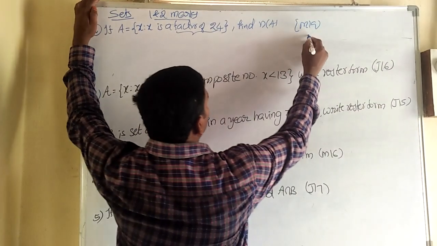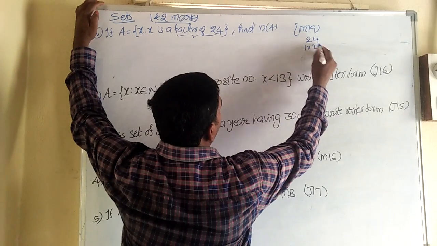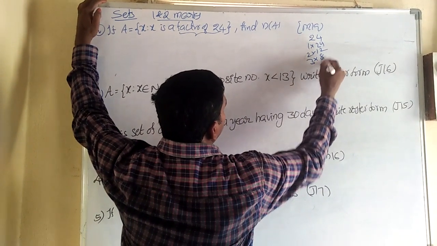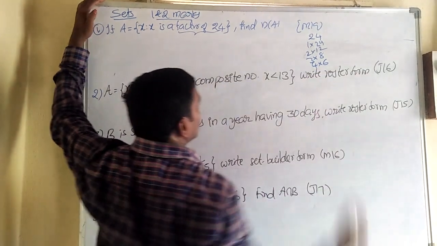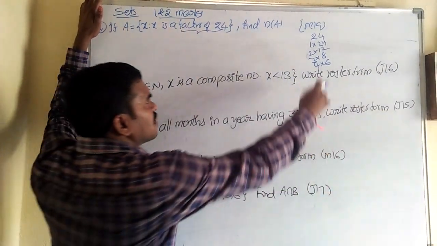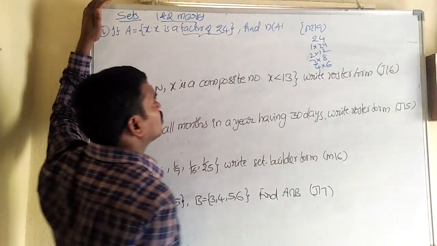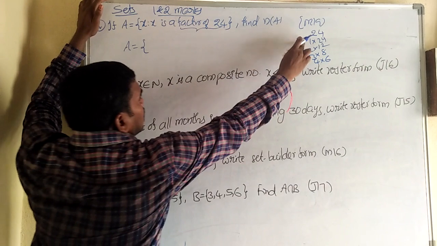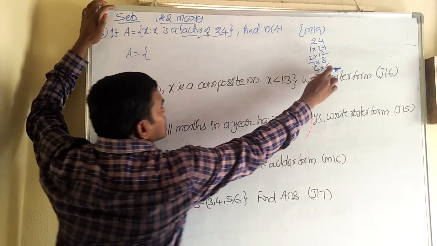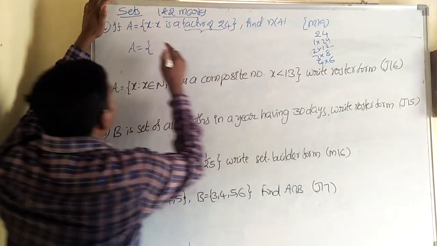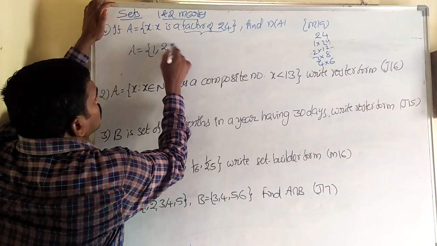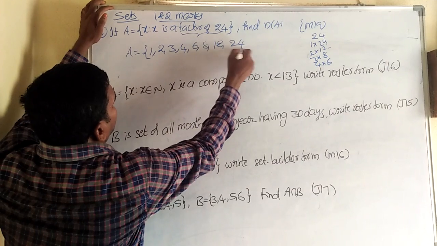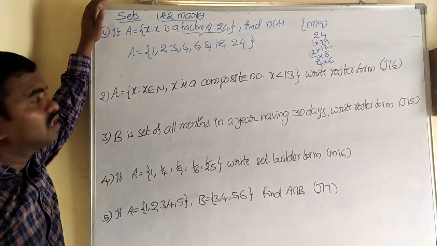So in which table can 24 be written? In 1 table, 1 into 24, in 2 table, 2 into 12, in 3 table, 3 into 8, in 4 table, 4 into 6, in 5 table, no, in 6 table, again 6 into 4, in 8 table, and so on. So what are the factors? 1, 2, 3, 4, 6, 8, 12, 24. This is the roster form.